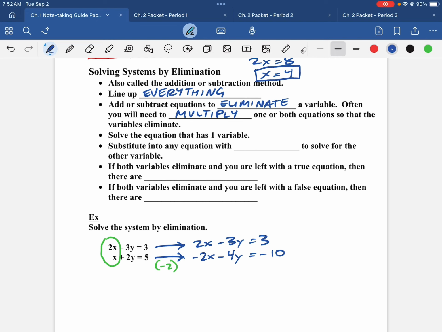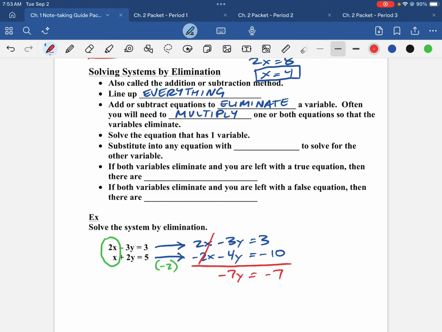It can be really tough to do that if you're not organized in the way you're keeping track of your work. Okay. Now, if I imagine this as a big addition problem, the x's would add up to nothing, right? 2x plus -2x is 0. For the y's, I'd have -7y, and 3 plus -10 would be -7.